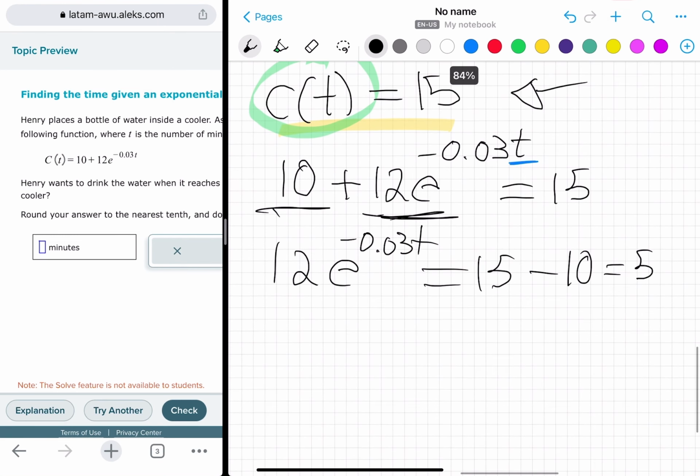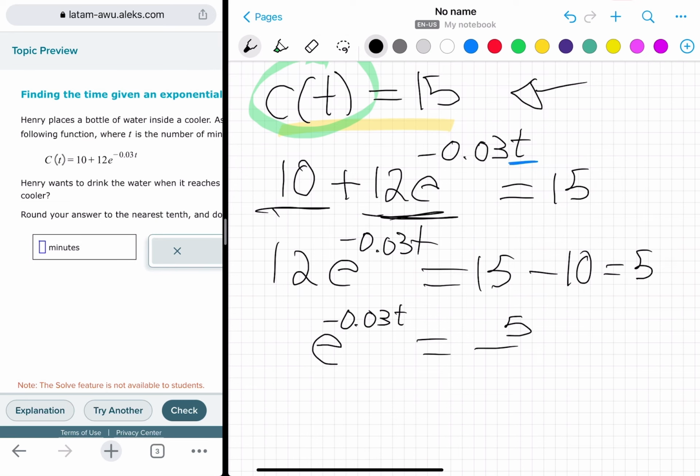I will continue here. This 12 is multiplying my e, so I don't want it there. I move it to the right, dividing. So I will have on my left side my e, just like that, and on the right side, I will have 5 over 12. This 12 here, I move it to the right side.